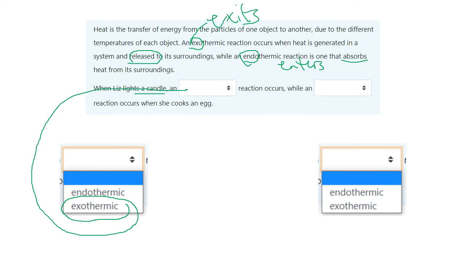So the answer is exothermic. But when you're cooking an egg, the egg needs to absorb the heat energy so that the egg can change from the liquid into the solid. Whether you fry or you boil, both times the egg needs to absorb that heat energy to change. So cooking an egg would be endothermic.